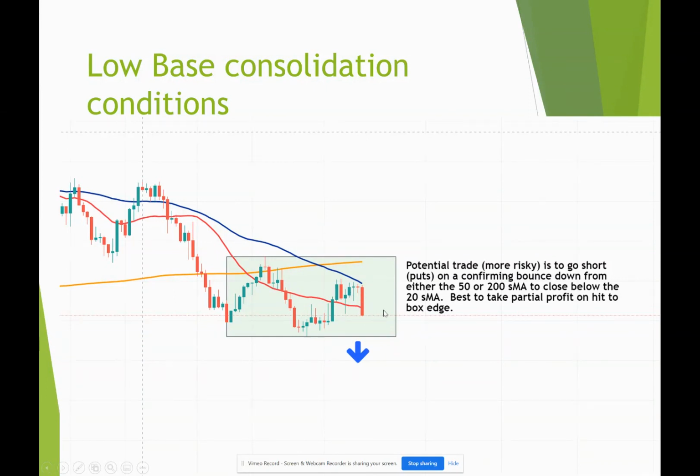So you can potentially do that, but then in this case, for me, it's best to take a partial profit on the position if we happen to hit the lower end of the box. And then if it breaks out, great, I'm going to continue the trade on down. Okay, so, but that's another way to do it.